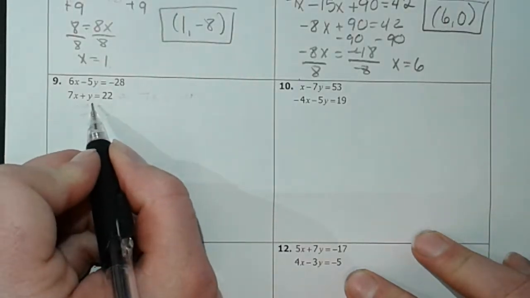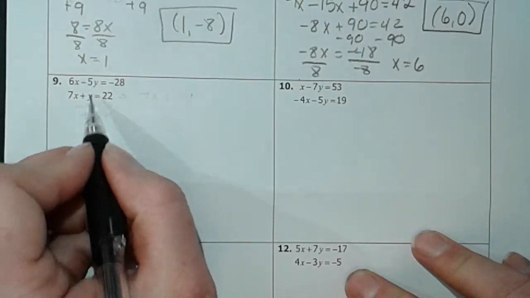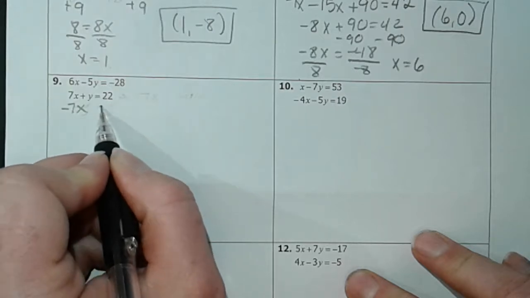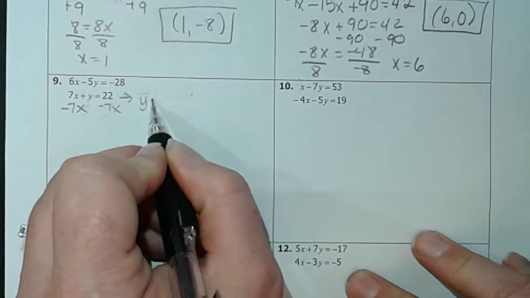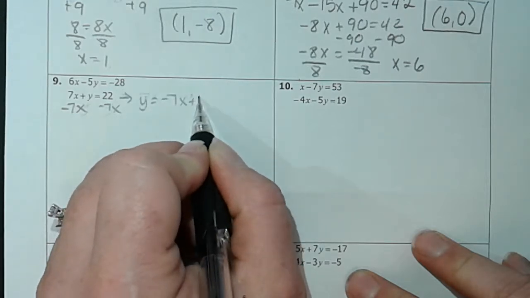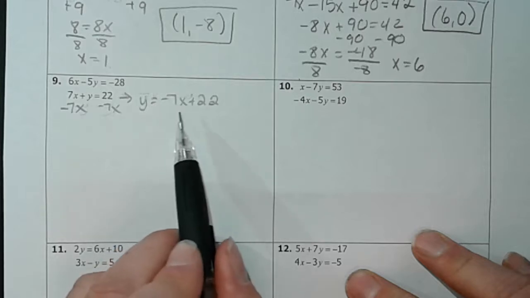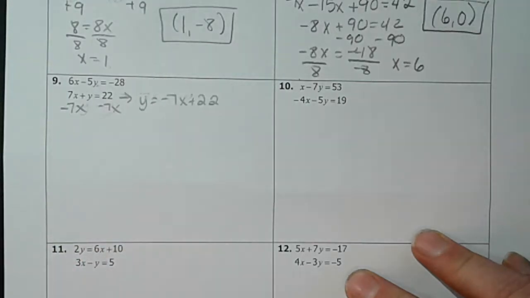So let's try to get y all by itself here. So that's step number one: get one of the variables all by itself. And in this one, we're going to do y, so we're going to subtract 7x from both sides. And that's going to turn into y equals negative 7x plus 22. So now we know that y equals that, and we have a y right here.